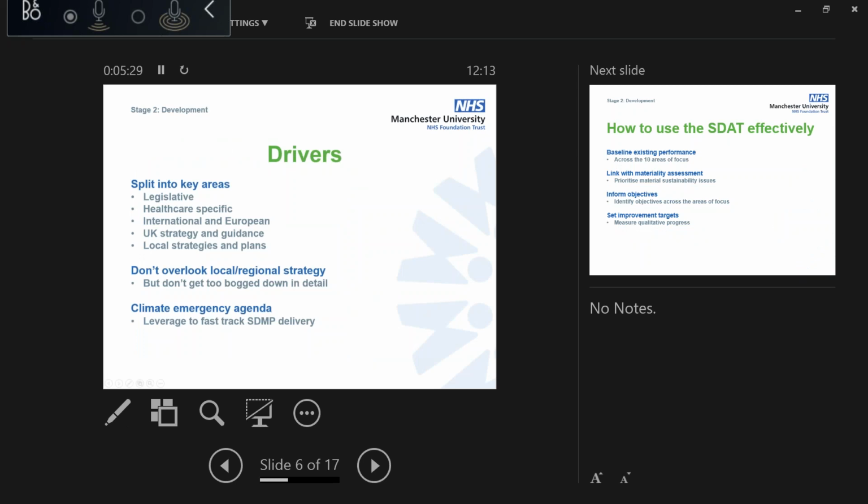I'm not going to cover the drivers in detail because this is of course covered in the guidance document, but what helped us was to categorise those into different groups, as I've shown here on the slide. The local and regional strategies were numerous, and we had to undergo a review of those and decide which ones were relevant, and then wherever possible pull out the higher level ones. And of course any organisations that are in the process of developing their SDMPs now can include the climate emergency declarations that are being made by NHS organisations, councils and professional bodies to fast track that process of both development and delivery.